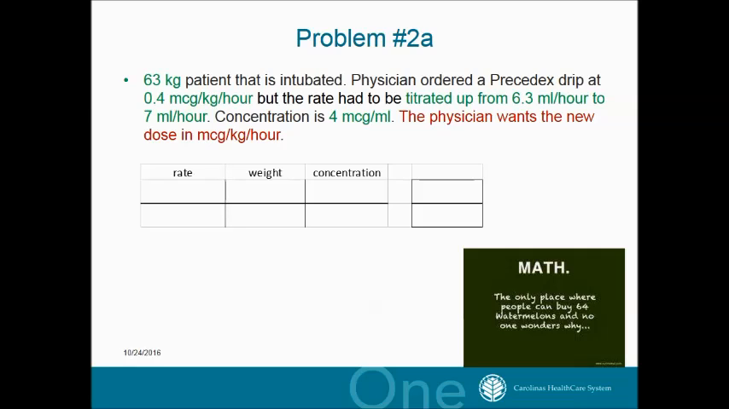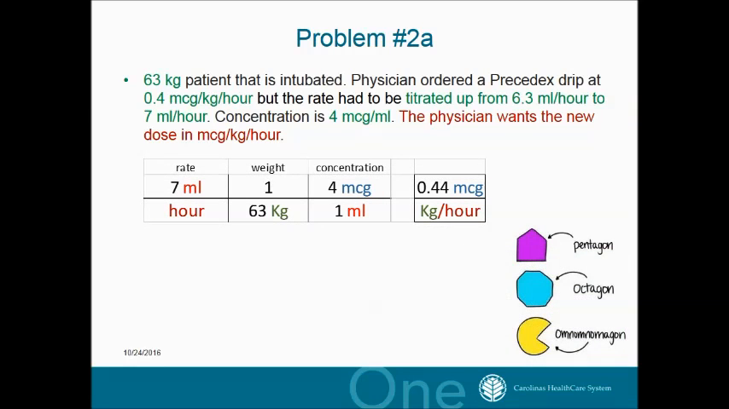In this case, we know the new rate is 7 mils per hour, but we want to get back to mics per kilo per hour. This time we have to put weight on the bottom so that it's in the bottom for our final answer. Micrograms will go in the top, and the hours unit will stay right where it is. The only unit that will cancel is milliliters, so it'll be 7 times 4, or 28 in the top, divided by 63 now in the bottom, giving us the new dose of 0.44 mics per kilo per hour.